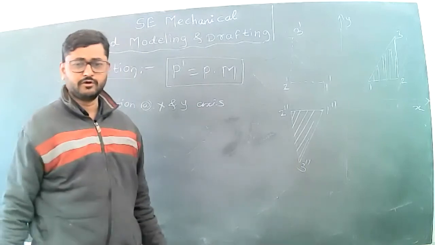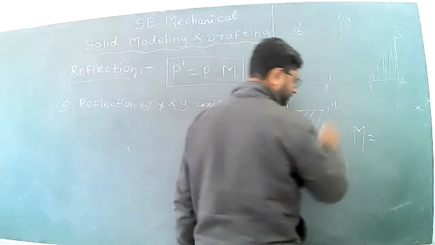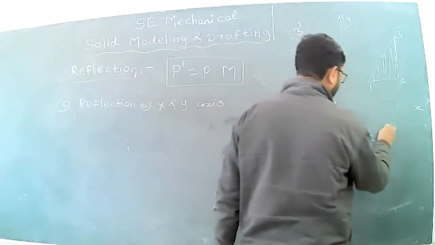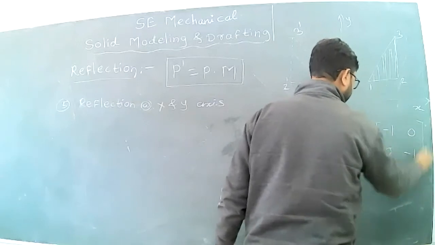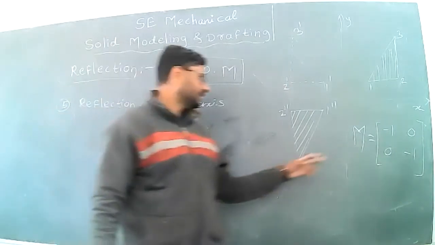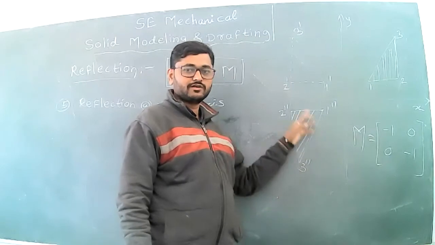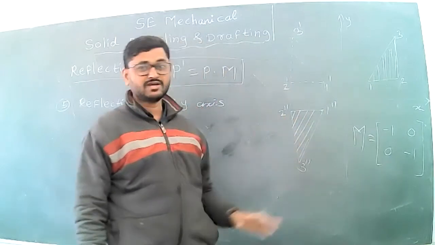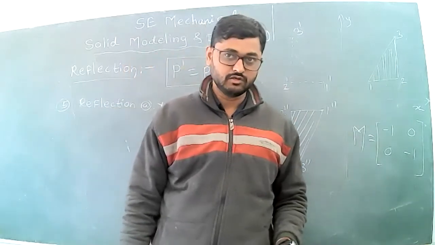And for this particular condition, the reflection parameter m is equal to minus 1, 0, 0, minus 1. Why minus 1? Because the x coordinate is minus 1 and the y coordinate is also minus 1 for this reflected triangle. So these are some conditions of reflection.